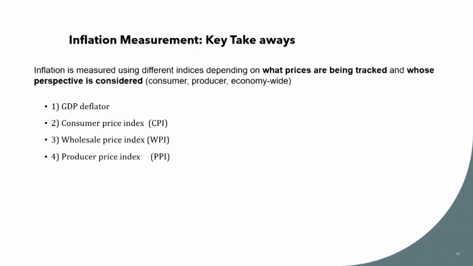So let's conclude this session. In this session, we have defined what inflation is, and how inflation is measured using different indices, depending on what prices are being tracked and whose perspective is considered. Accordingly, we have discussed four measures. One is the GDP deflator. Second is the consumer price index. Third is the wholesale price index. And the fourth is the producer price index.